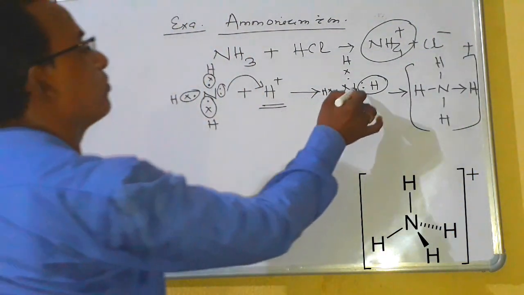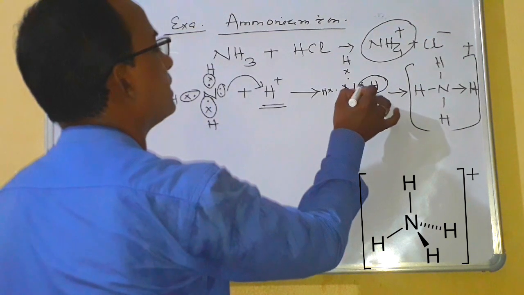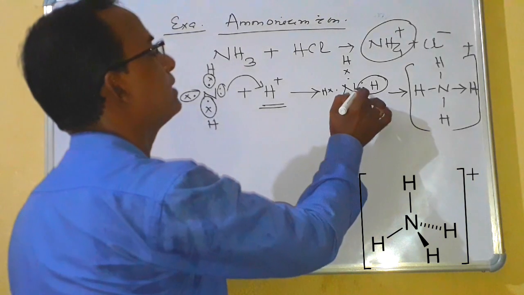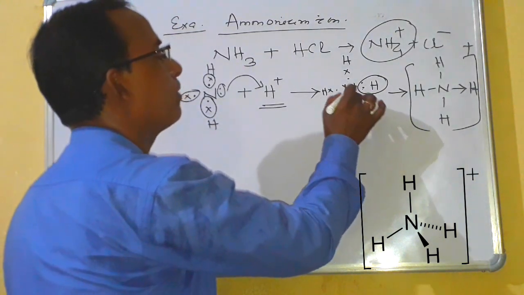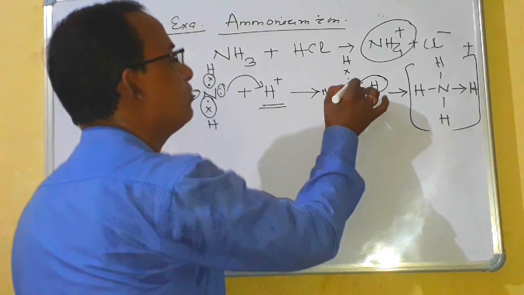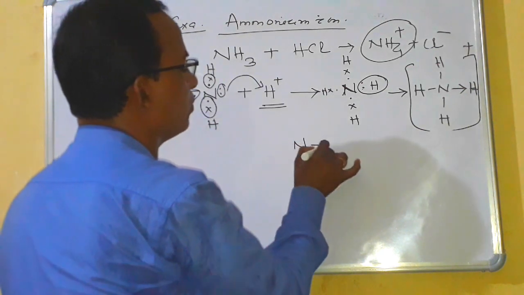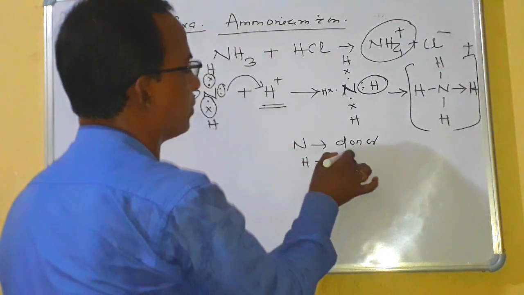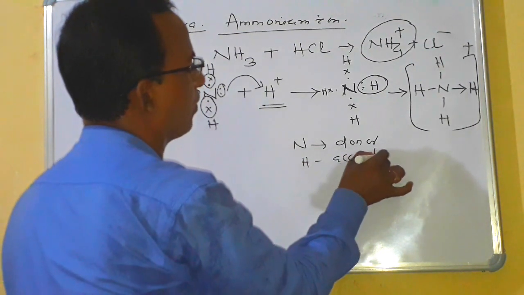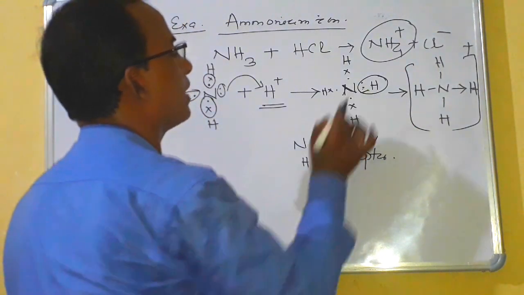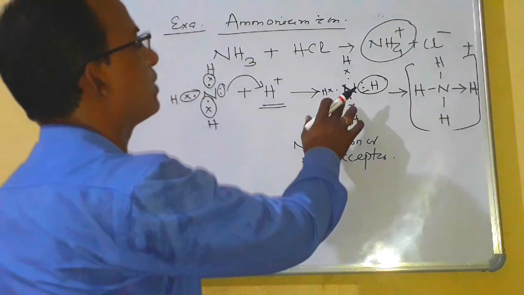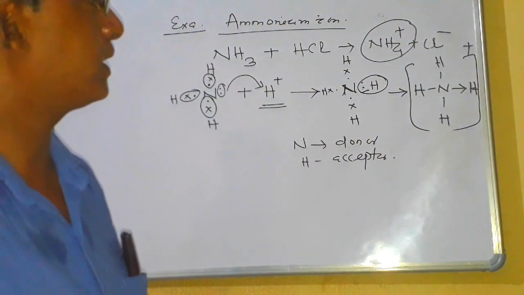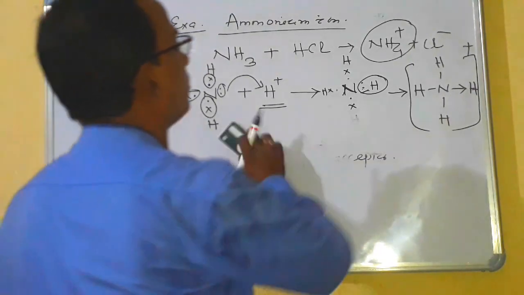How is it formed? Nitrogen entirely shares the lone pair of electrons with the hydrogen atom, so there is complete sharing of the electron lone pair by the nitrogen atom. So nitrogen is the donor here and hydrogen is the acceptor. The coordinate bond is formed here. It is one such example of a coordinate bond.